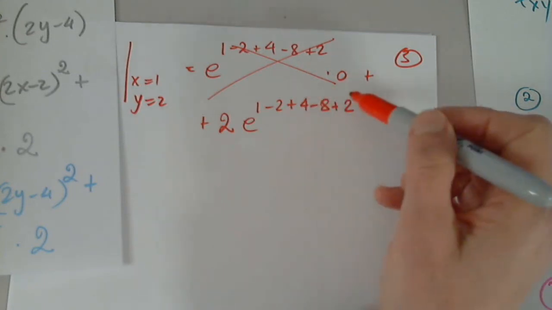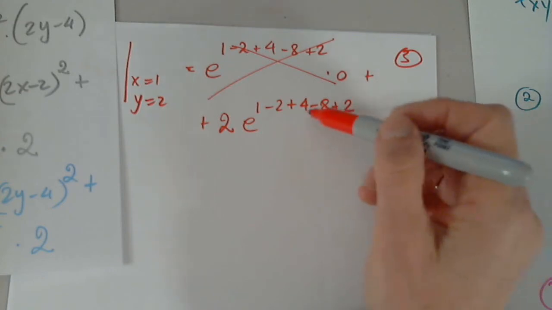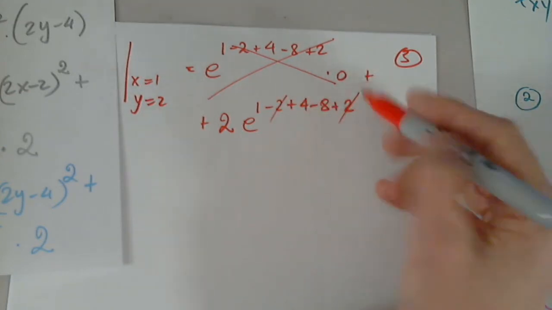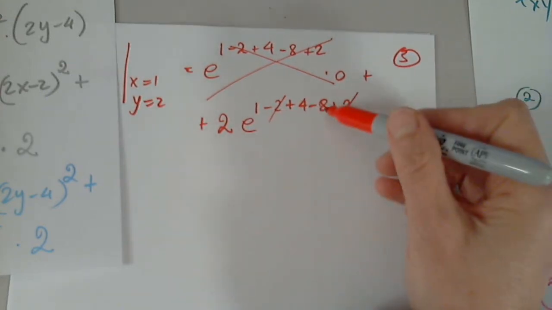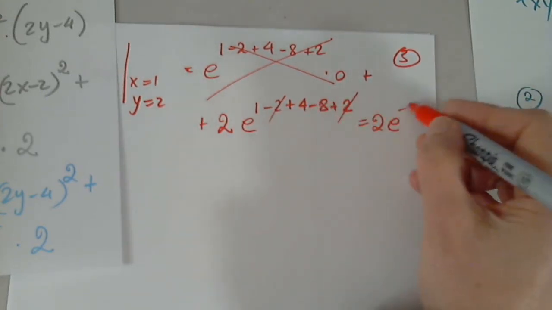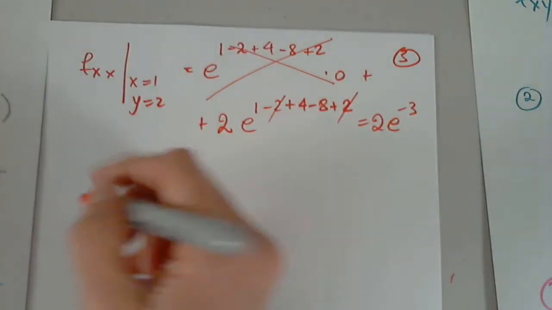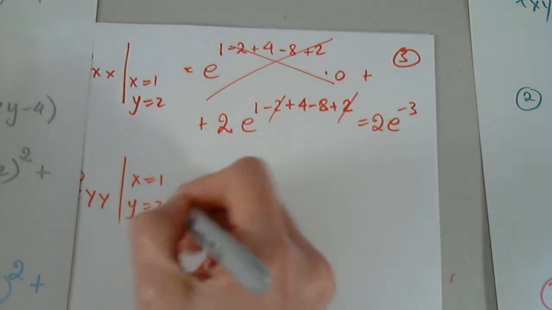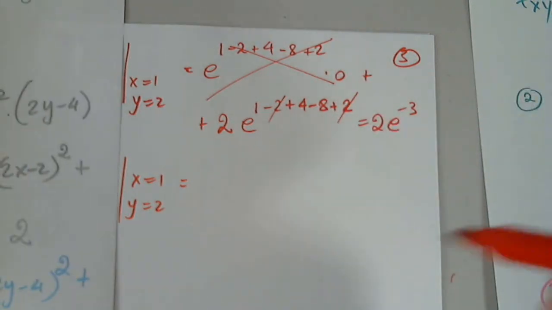Can I simplify anything? Yes, I can only simplify these two. Okay, so this is 2e to negative, what is it? So negative 3, I think. Okay, this was fxx. Now fyy, when x is 1 and y is 2. So it was 5. Yes, I think it's correct.